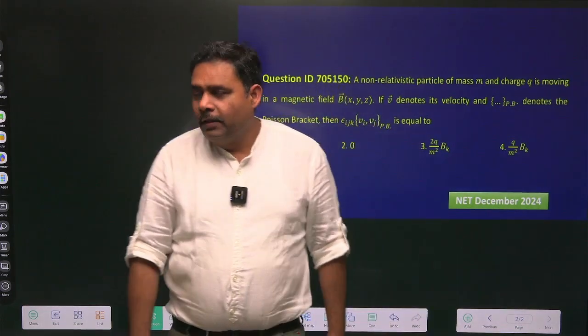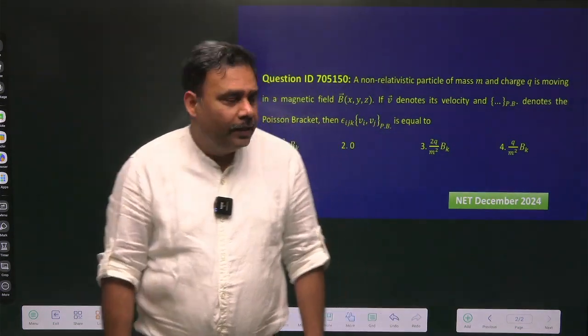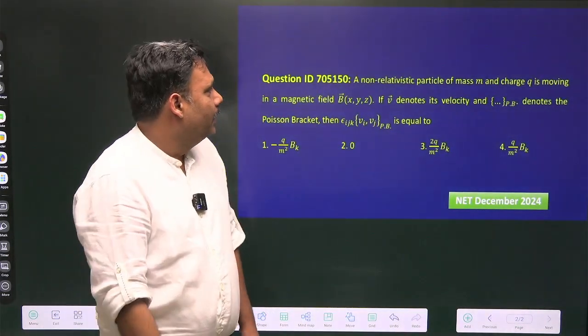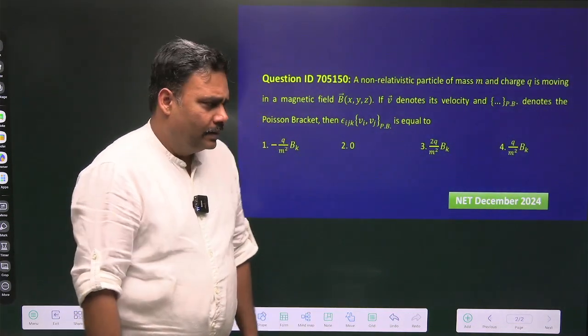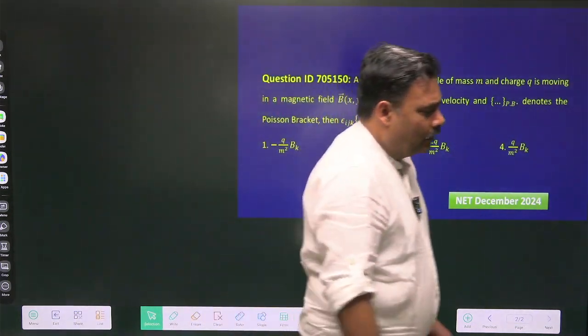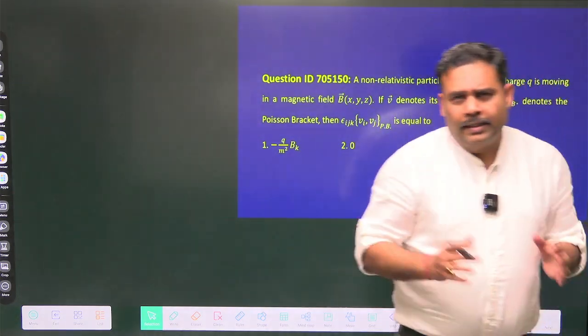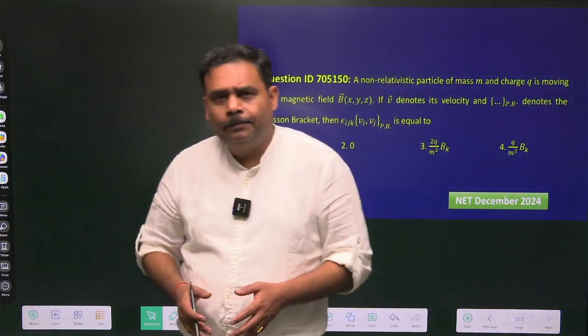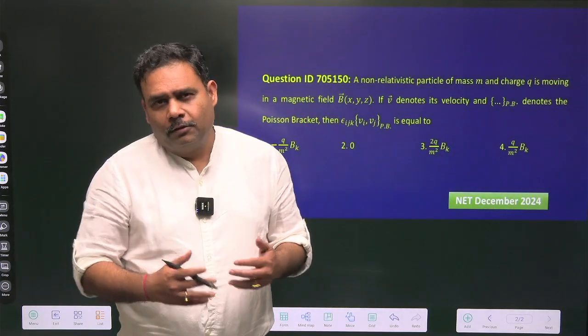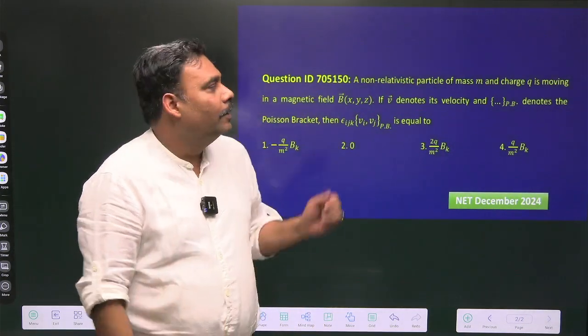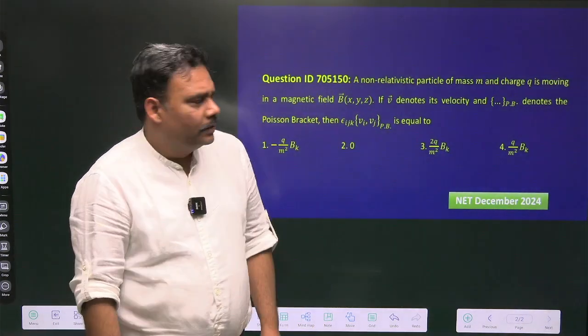Hello students, so let's try to solve one of the very beautiful questions from CSIR NET. This question is from classical mechanics, but you can see if we solve it, it has concepts of electromagnetic theory, classical mechanics as well as tensors. I think this is the best question for this examination.